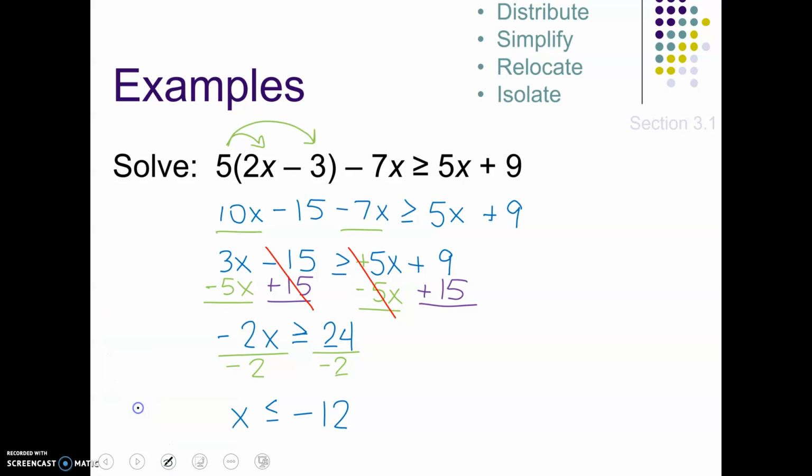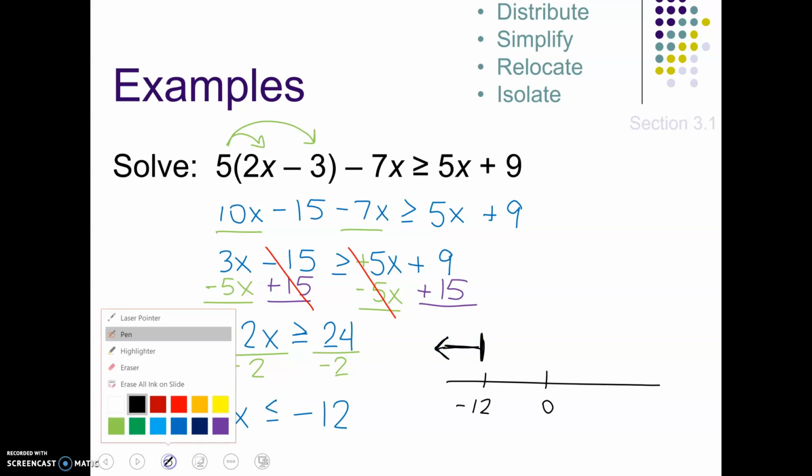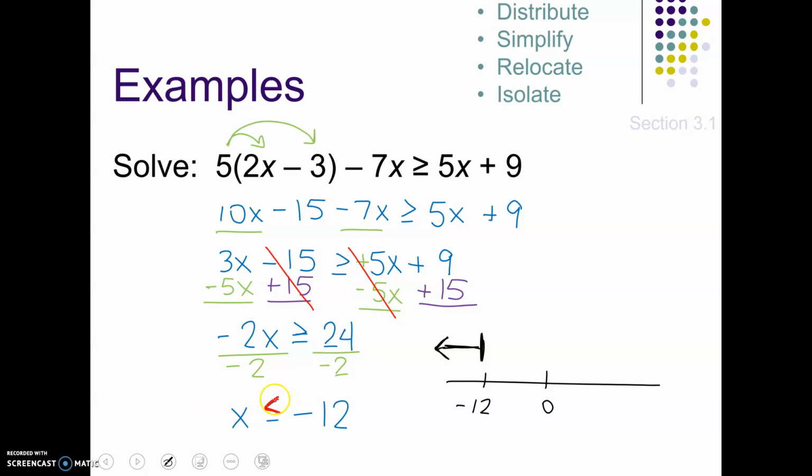So let's see what this will look like on a number line. Negative 12 will be somewhere over here on the left. According to my inequality, I can equal negative 12. So here's me equaling negative 12. And I can be anything less than or equal to. So less than will go left. Again, something to notice is that the direction that the inequality looks like it's pointing is the same direction that your arrow will point. And when you see the equal to, that tells you that you can equal that number, which we often use a square bracket to notate.